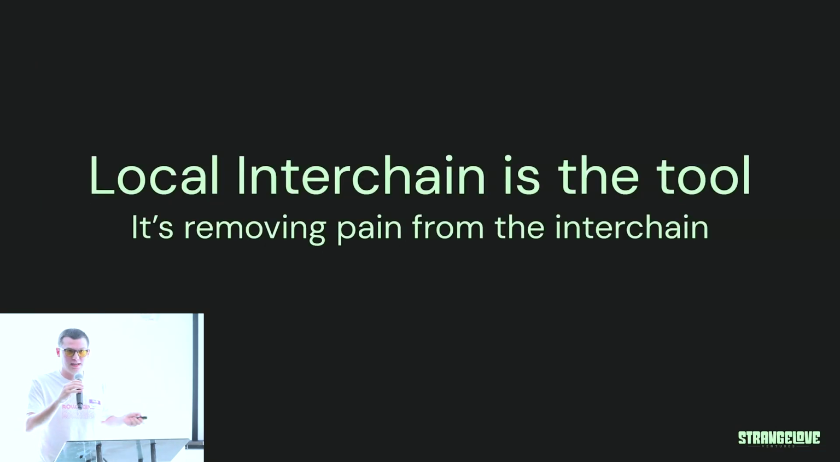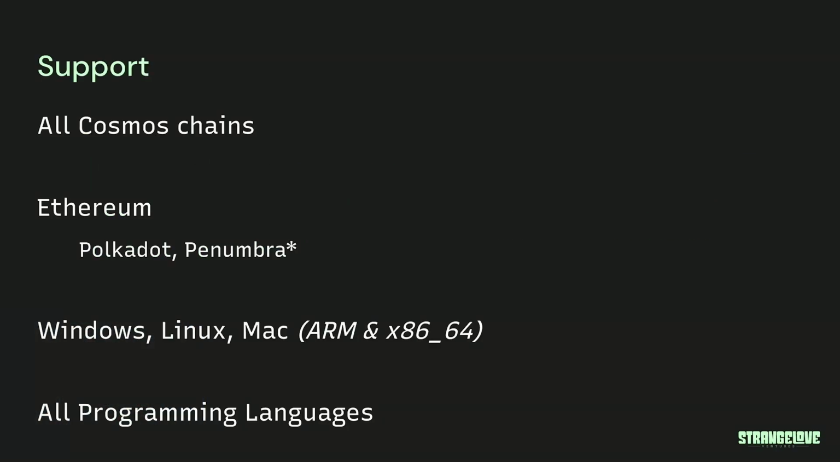So Local-Interchain is this tool, and we're helping to remove the pain from the interchain. So day one, already today, we support every single Cosmos chain. As long as it is a Docker image, you're able to use it. We also support Ethereum, so you're able to launch an Ethereum node locally with your other networks as well. And we have Polkadot and Penumbra support. However, they're not hooked up yet, but all of the code is there and the base infrastructure is set up.